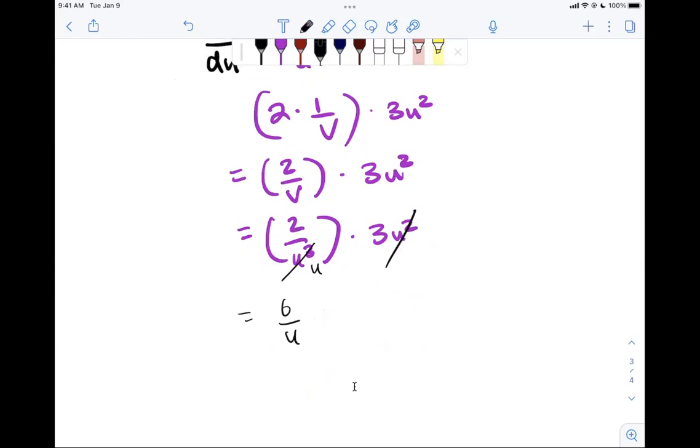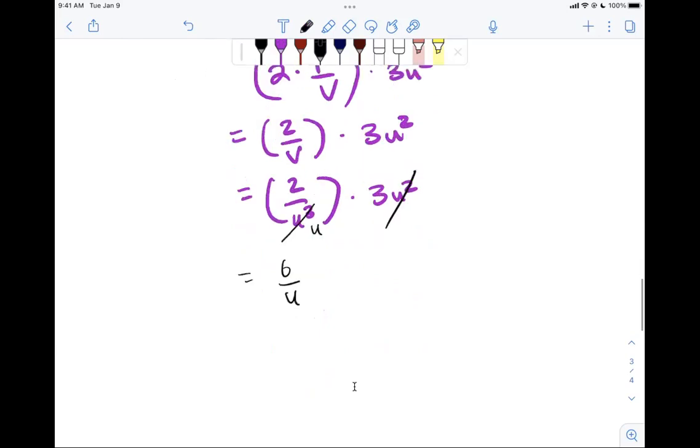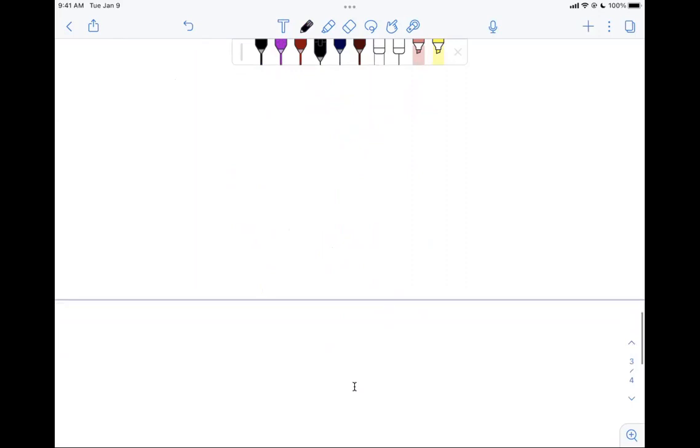All right, let's do a couple more examples. Let's do f of x equals 6x squared plus 7x to the 4th power. See if you can find 3 different ways to do this problem.